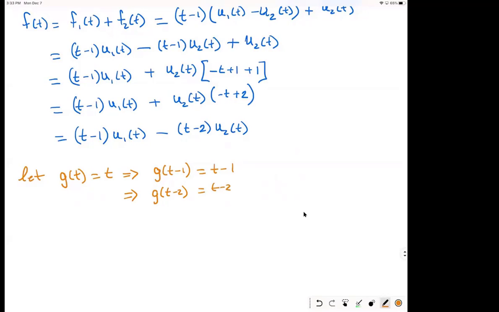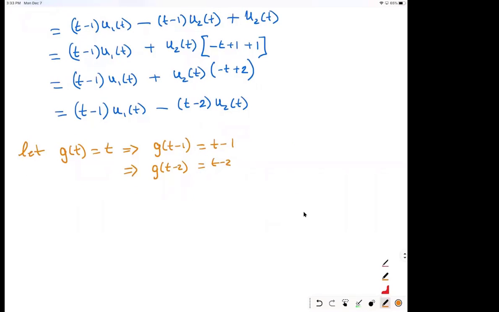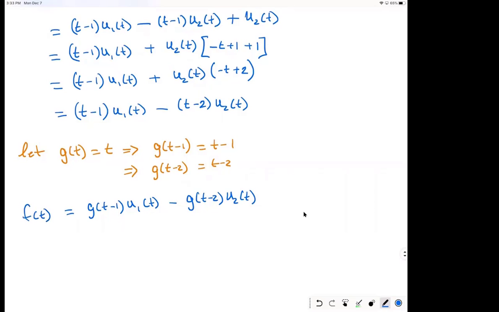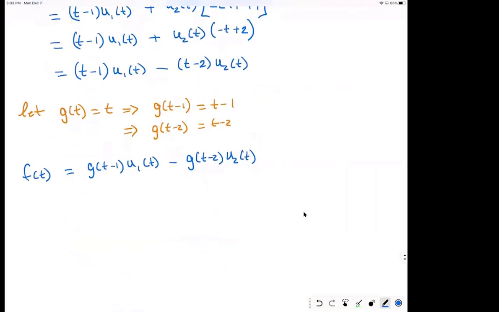So I wrote it that way. So then I can substitute: g of t minus 1 times u sub 1 of t minus g of t minus 2 times u sub 2 of t. And this is my f of t, I suppose, from way up above. That's my f of t.